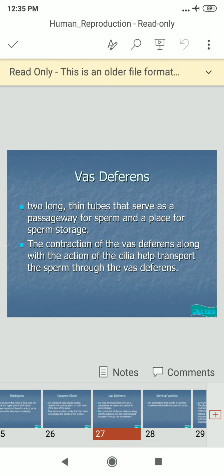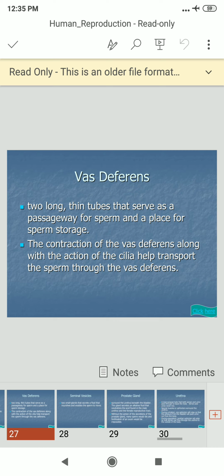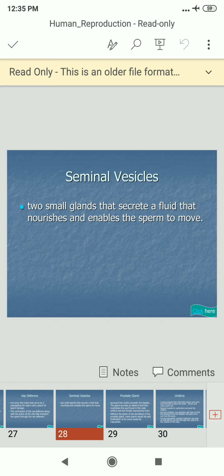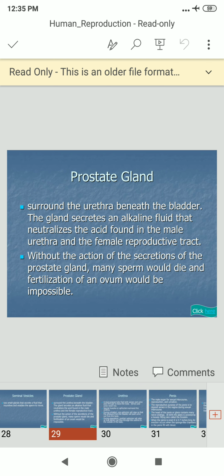The contraction of the vas deferens along with the action of the cilia help transfer the sperm through the vas deferens. The seminal vesicles are two small glands that secrete a fluid that nourishes the sperm and enables them to move.